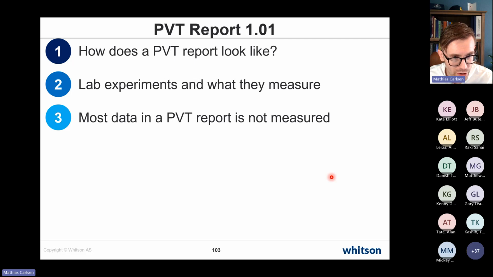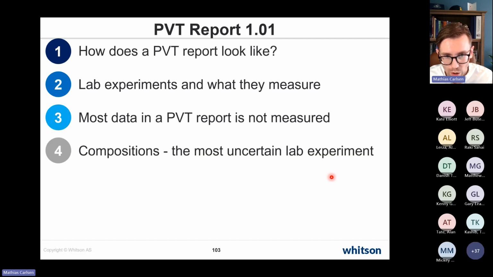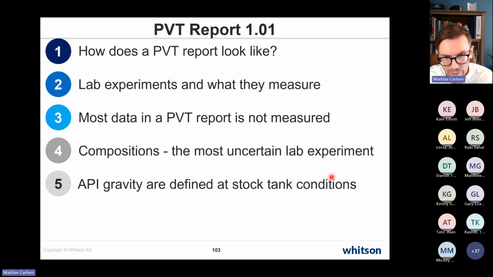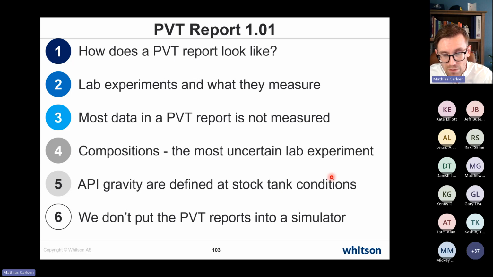We're going to talk about compositions, which is one of the most uncertain lab experiments. Then we're going to talk about liquid API gravity, the fact that that's defined at stock tank conditions. And then we're going to realize in the end that we actually don't ever put a PVT report into a simulator. We always have to go through a model, either a correlation, a PVT table, or an equation of state.